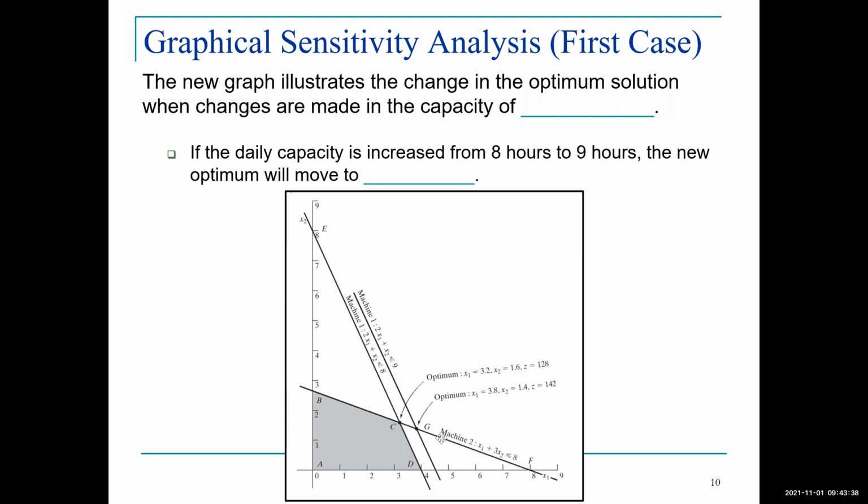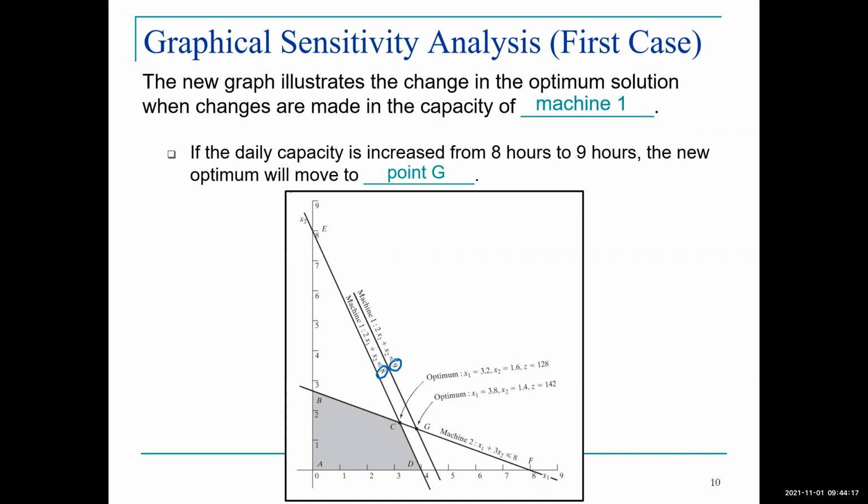For the first case, the new graph illustrates a change in the optimal solution when changes are made in the capacity of machine 1. If the daily capacity is increased from 8 hours to 9 hours, the new optimum will move to point G. So what basically is happening now is you're changing the right-hand side of that first machine or that first constraint from 8 to 9. So that's going to move that constraint to the right of the plot, if you can see it in the figure.